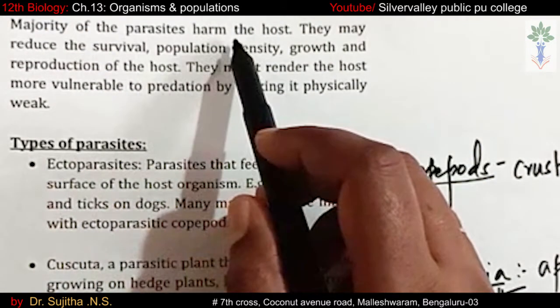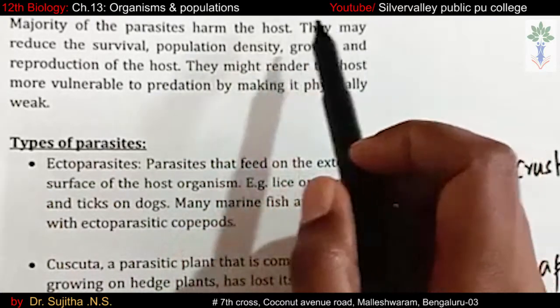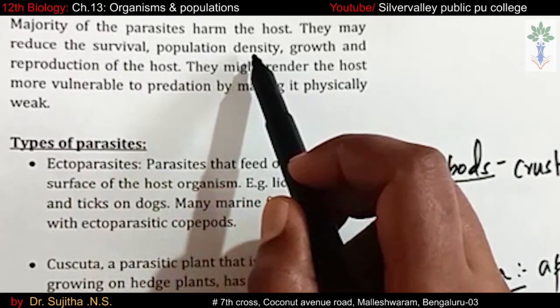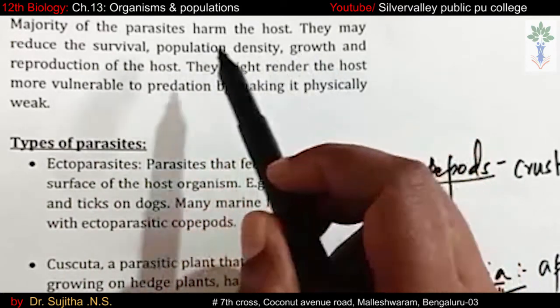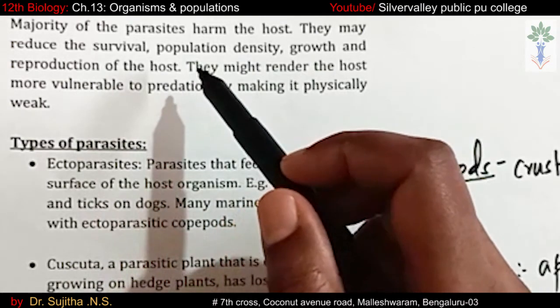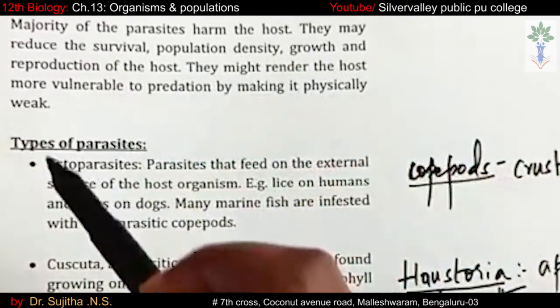The majority of parasites harm the host. They may reduce the survival rate of the host, they affect their population density, the population growth, and even the reproductive potential of the host. Finally, they even make the host physically very weak.